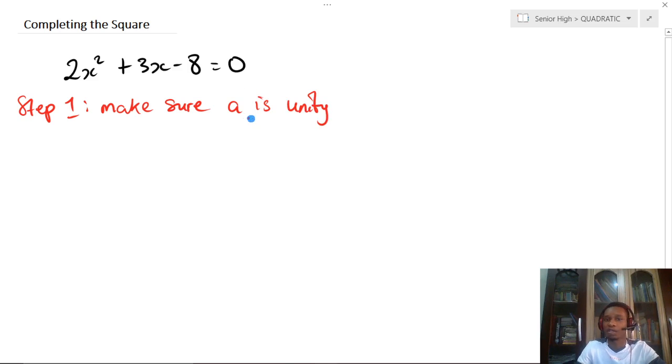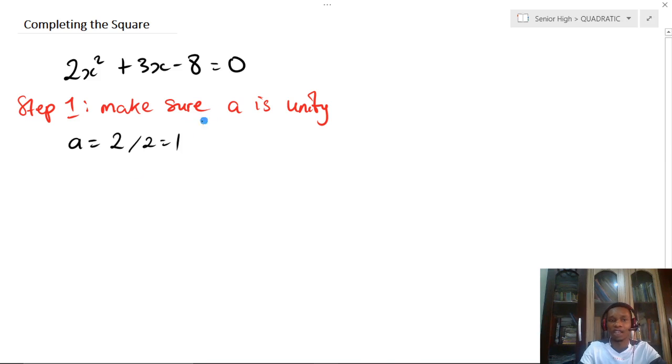Now what is unity? Unity means 1. So what is our A value here? Sorry, let me change that. Our A value is 2, right? So how do you make 2 unity? You just divide through by 2 to give you 1. But remember, in mathematics, whenever you are bringing in any new operation, it must go for every other place. It must go for both the left hand side and the right hand side.